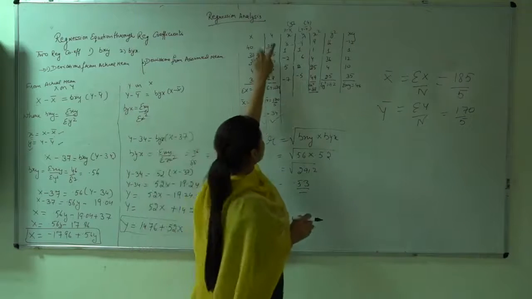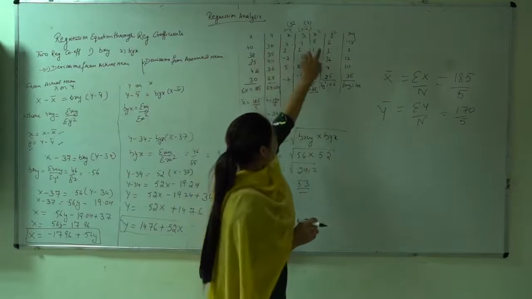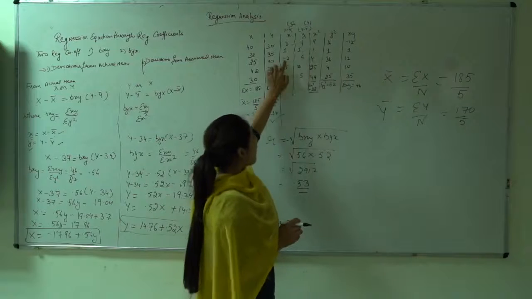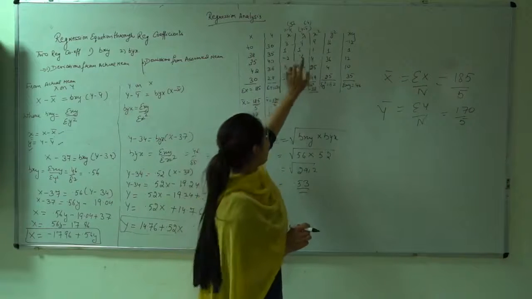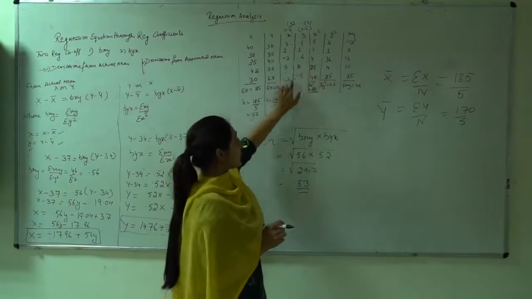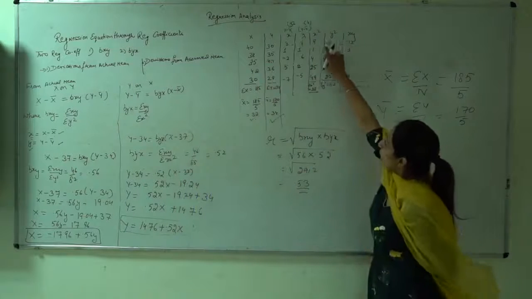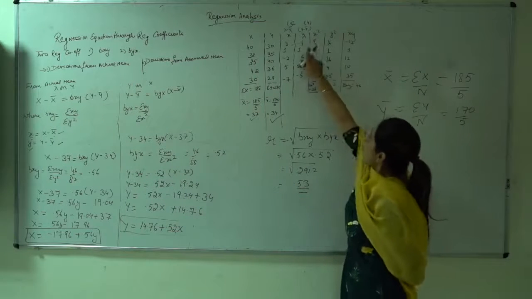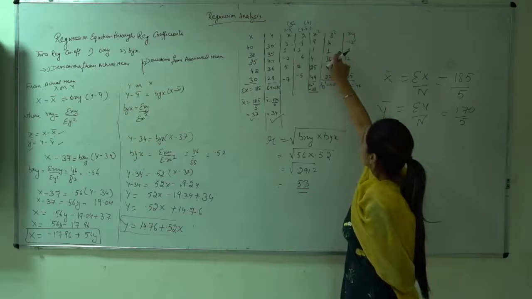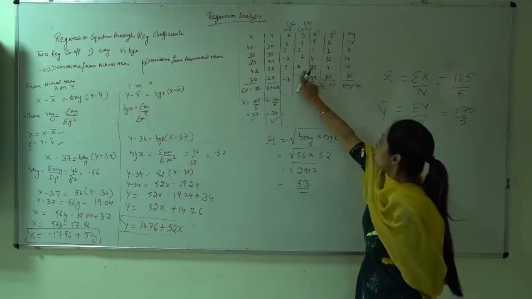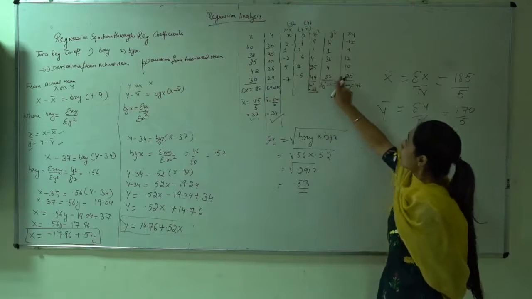Now, I will be doing the square of the x values. 3 into 3 will give me 9. 1 into 1 will give me 1. Minus 2 into minus 2 will give me 4. 5 into 5 will give me 25. 7 into 7 will give me 49. Similarly, to find y square, I will be squaring the values of y. 4 into 4 will be 16. 1 into 1 will be 1. 6 into 6 will be 36. 2 into 2 will be 4. 5 into 5 will be 25.